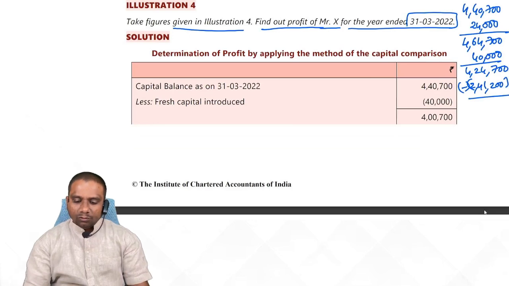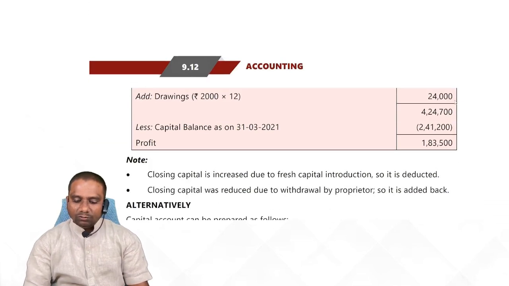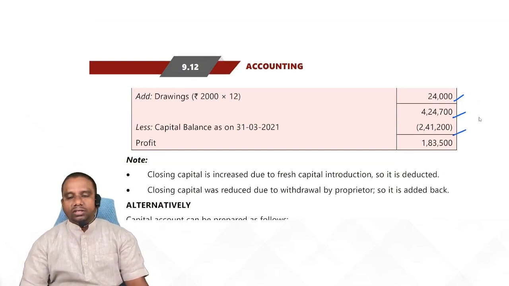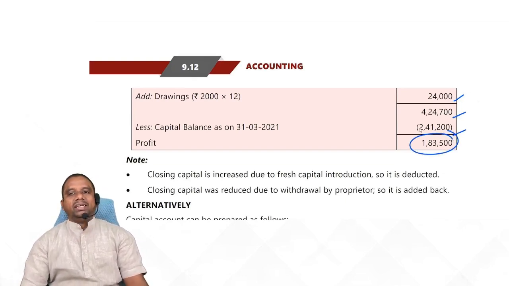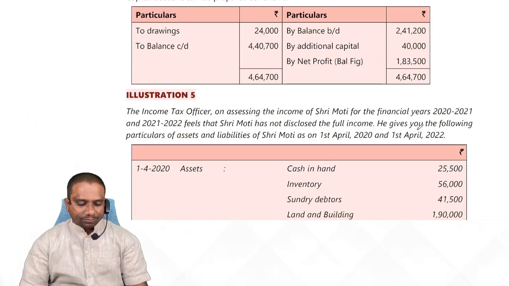Look here. 440,700, 40, 4 lakh, fresh capital introduced. Okay. Drawings add 24. Total 424,700 minus 241,200. The difference is 1,83,500. Is it clear, students? Next one.